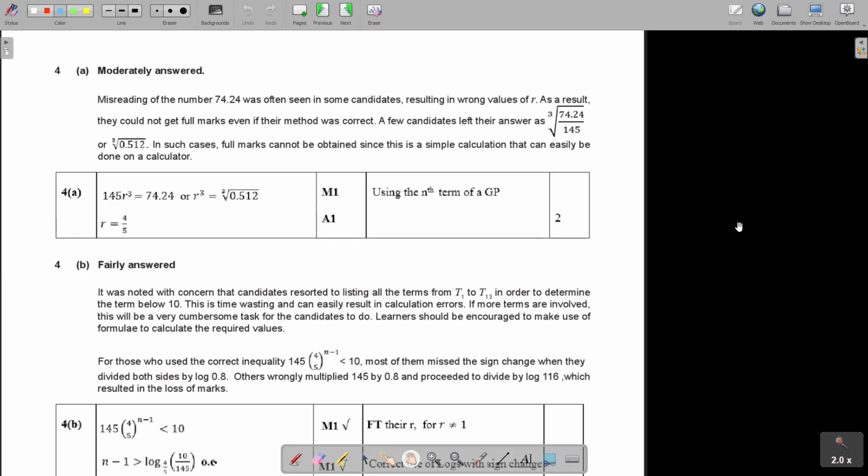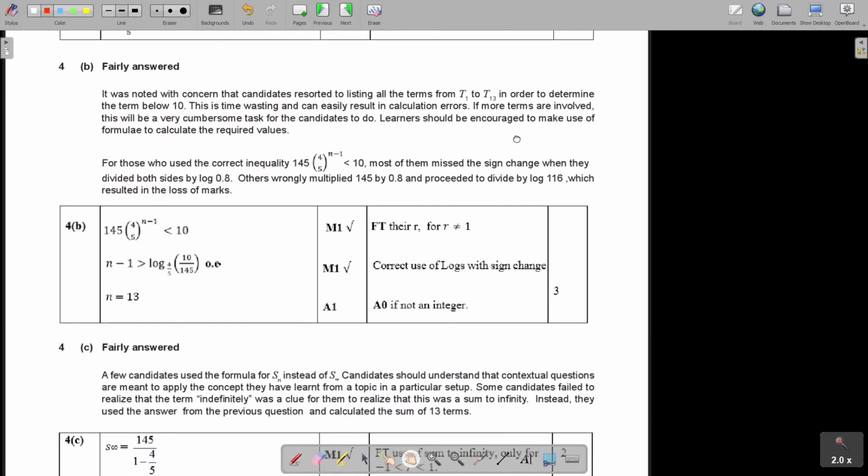No, work it out. In such a case, full marks cannot be obtained since this is a simple calculation that can easily be done on a calculator. That's not exact. First, get your answer. The final answer is 0.8. Okay, so they gave you 1 mark for the method. Can you see there? And then for the 4/5 or the 0.8, which will also be correct.